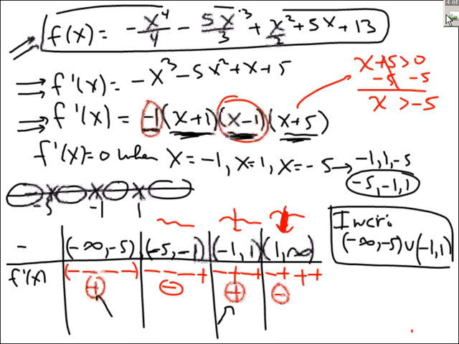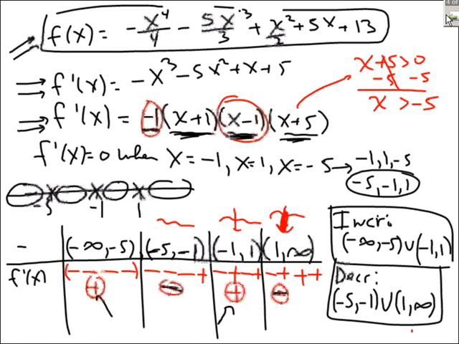If the first derivative is positive, you're increasing. Where is it decreasing? Wherever the first derivative is negative. Here and here is negative. Look right above those negative signs. Those intervals go from negative 5 to negative 1, as well as from 1 to infinity. Problem is over. This here is your first derivative test. Just try one more.